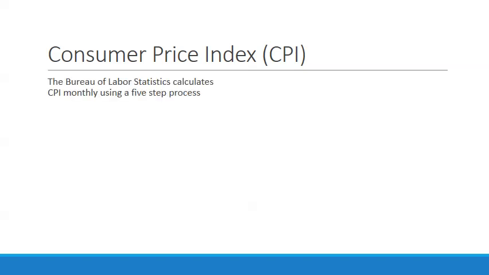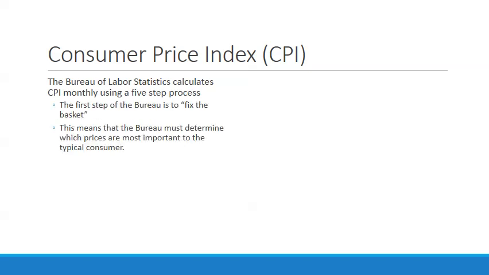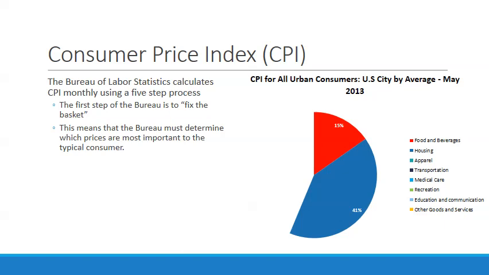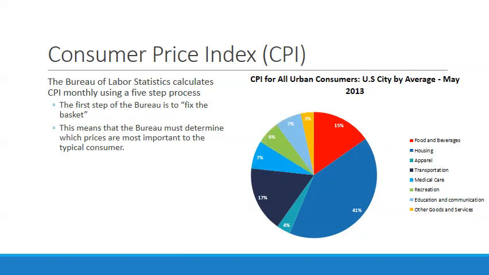So the Consumer Price Index is calculated by the Bureau of Labor Statistics, and they use a 5-step process, the first of which is to fix the basket. And this just means they're determining which prices are most important to the typical consumer. When you look on the far right over here from May of 2013, you can see the breakdown. So 15% of monthly income goes towards foods and beverages, whereas 41% goes towards housing, 4% is spent on apparel, 17% is transportation. So you can see the three primary areas in which the average consumer income goes are food and beverage, housing, and then transportation. And then it breaks down into other categories.